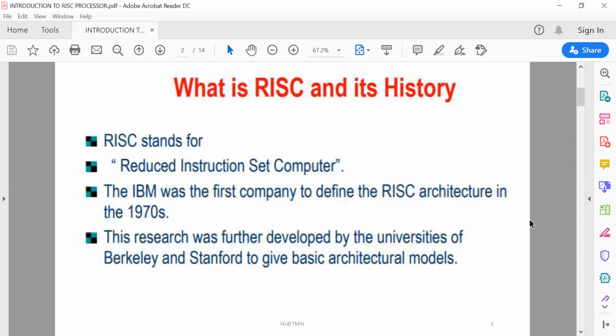The history of the RISC processor is that IBM was the company which first defined the RISC architecture in the 1970s. The related research was carried out and developed at the University of California, Berkeley, and also at Stanford University. There the RISC processor was invented, and it was applied to the computer architecture concept.